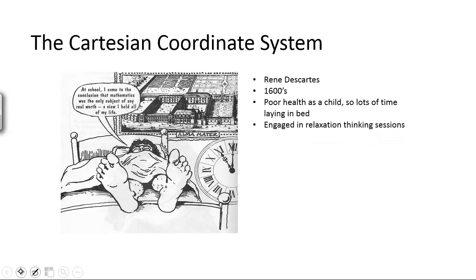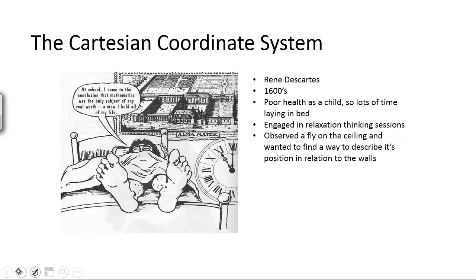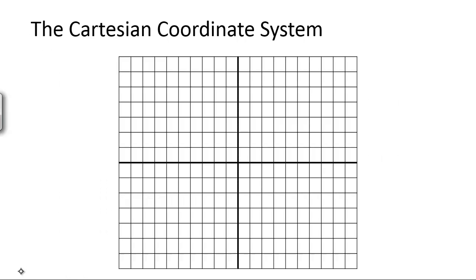As he was thinking and relaxing, he would observe a fly on the ceiling, and he wanted to find a way to describe the fly's position in relation to the walls. His ideas were published and developed and led to this. And this is why when you see the word Cartesian, it's referring to Descartes, the originator of the idea.